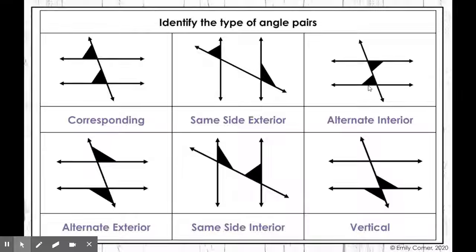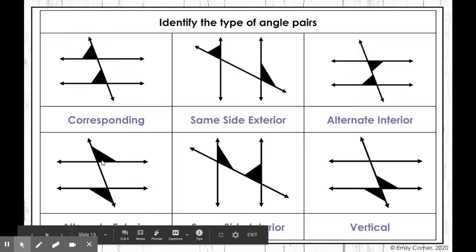Alternate interior, because they are on opposite sides of the transversal and on the inside of the parallel lines. Alternate exterior, opposite sides of the transversal and outside of the parallels. This one's the same side interior. They are both inside that set of parallel lines, and they are above the transversal. And lastly, we have vertical angles. They are diagonal from one another as you pass through the vertex.